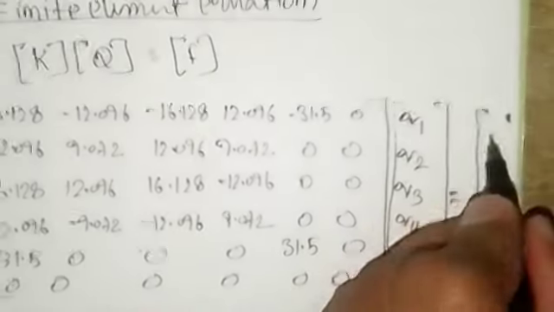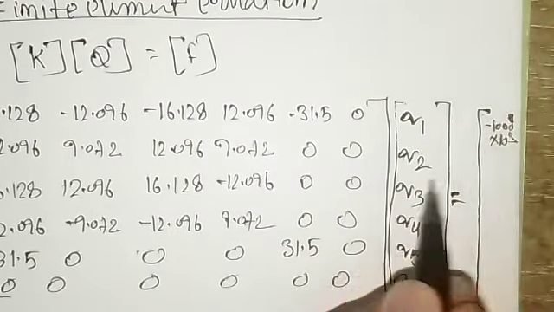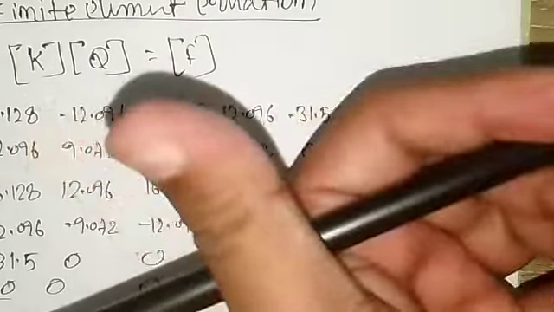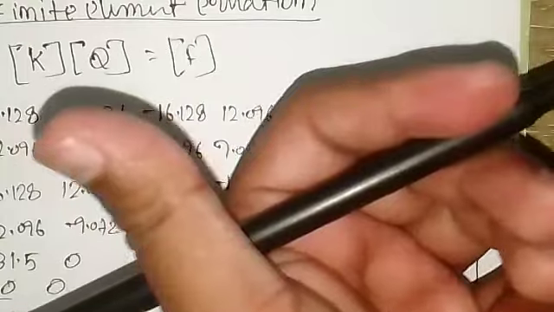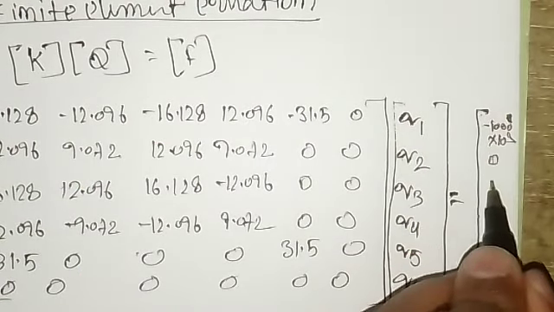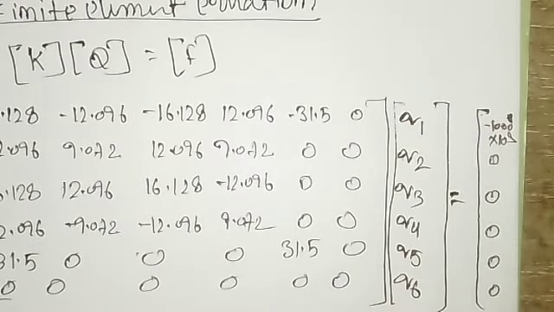So this value is minus 1000 into 10 to the power of 3. Why? Because P is acting on node 1 in the left direction, horizontal, so that's why we are taking minus, and the rest of the forces are not given. It is 0, 0, 0, F5, F6 is 0.